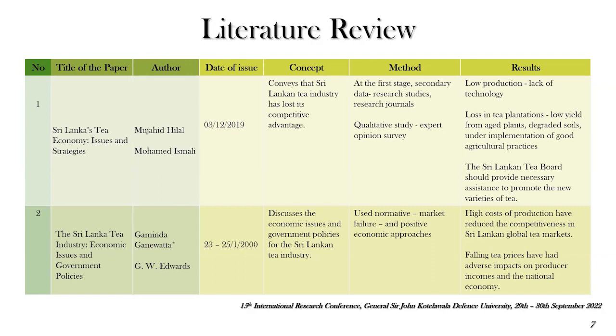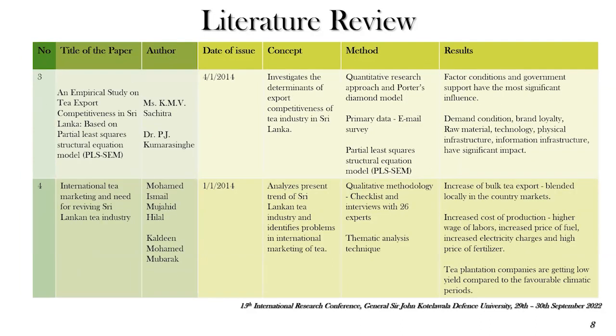And the third paper, which was written by Ms. K.M.V. Sachitra and Dr. P.J. Kumarasinghe, investigates the determinants of export competitiveness of the tea industry in Sri Lanka. Here they have used a quantitative research approach and Porter's diamond model. And for the primary data collection, they have used an email survey, and then they have used a partial least square structural equation model.